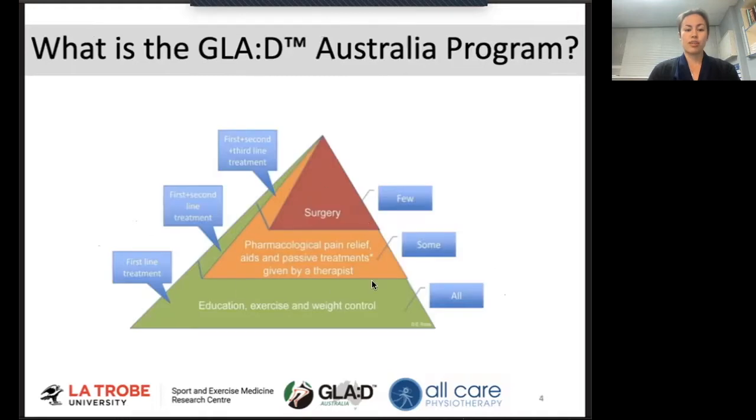So this is the osteoarthritis treatment pyramid here. As you can see, first-line treatments at the bottom should be offered to everyone, and all patients with hip and knee osteoarthritis should be offered and complete education, exercise, and weight control interventions before thinking of these second and third tiers, which we will get into a little bit later. The GLAD program provides a way for patients to access the best first-line treatment for hip and knee osteoarthritis.